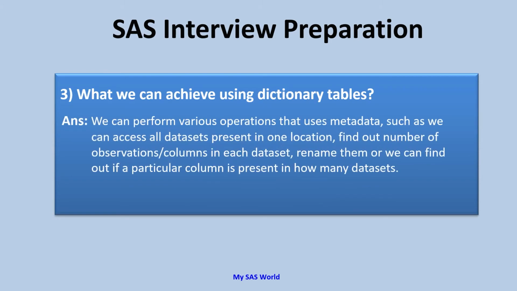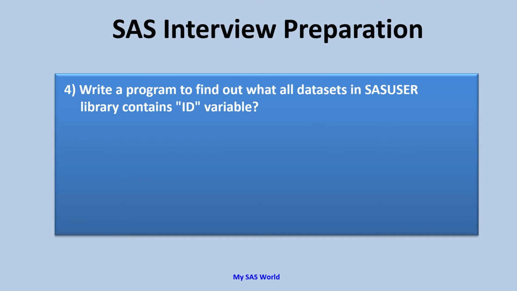The answer is, we can perform various operations that use metadata, such as we can access all datasets present in one location, find out number of observations, columns in each dataset, rename them, or we can find out if a particular column is present in how many datasets. Okay, till here we have theoretical questions, but from here onwards we have practical questions. So these are the practical questions.